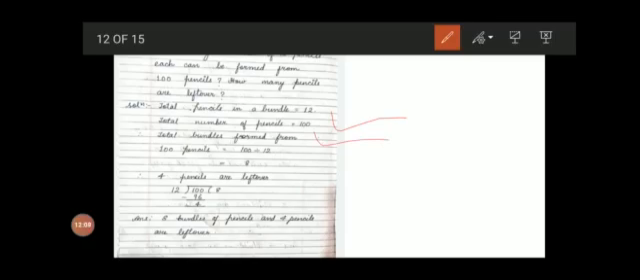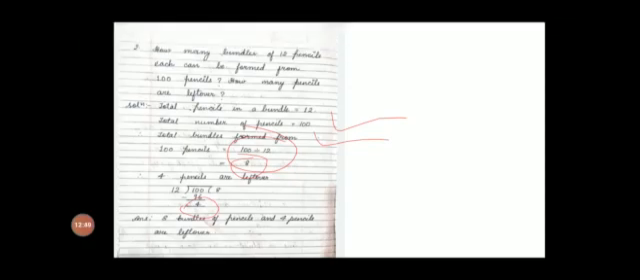Okay, so we will divide this number, 100 divided by 12. We divide this number, we get here 8. It means how many pencils are left over? 4 pencils are left over, because we are getting remainder 4. It means 4 pencils are left over and 8 bundles of pencils are formed. Okay, 8 bundles of pencils and 4 pencils left over will be the answer. Now move to the next question.